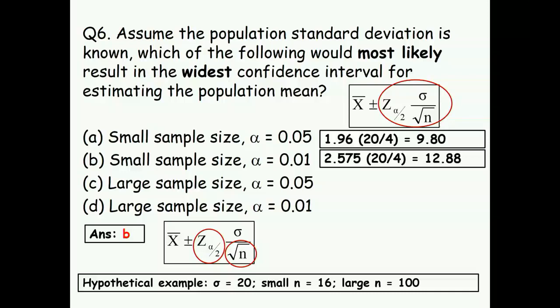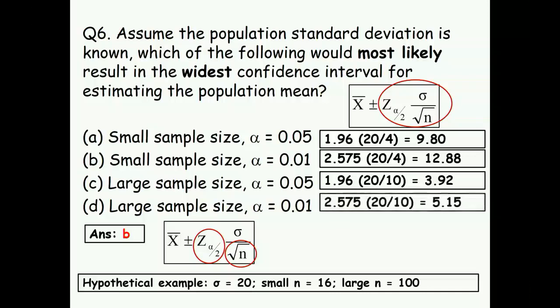I calculate for the second one. 0.01 means critical value 2.575. Small sample is 16. The square root of 16 is 4. This one is given. I just simply, hypothetically, created any number. You could have any number. I did the third one with large sample size. So the same thing, only this one changes, large sample size, 100. And the last one is.